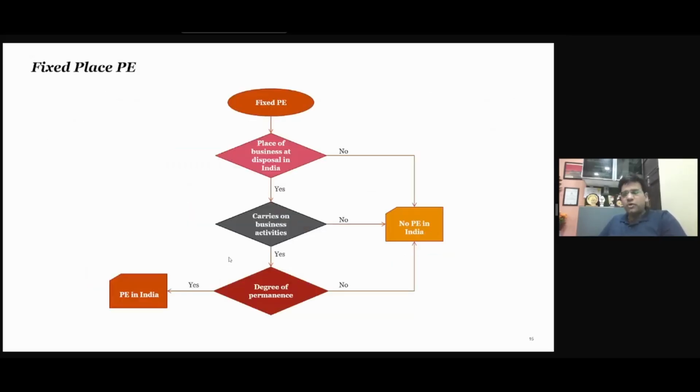So we discussed, not going to spend much of the time on this. Fixed place PE, there are certain conditions. One is place of business at disposal in India. If the answer is yes, then you check whether you are carrying on any business activities. Again, if the answer is yes, you check the degree of permanence kind of threshold. And if the answer is yes to this as well, then only you have a PE. If the answer to any of these questions is no, then you do not have any PE in India. So these are the three key tests we usually say fixed place PE tests. These are the three tests one needs to satisfy in order to constitute fixed place PE.